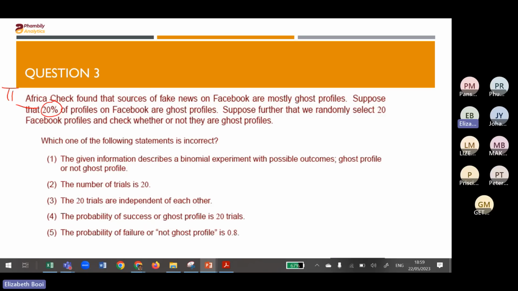Other than that, you'll need to be able to choose which one of these statements is incorrect. And that concludes today's session.